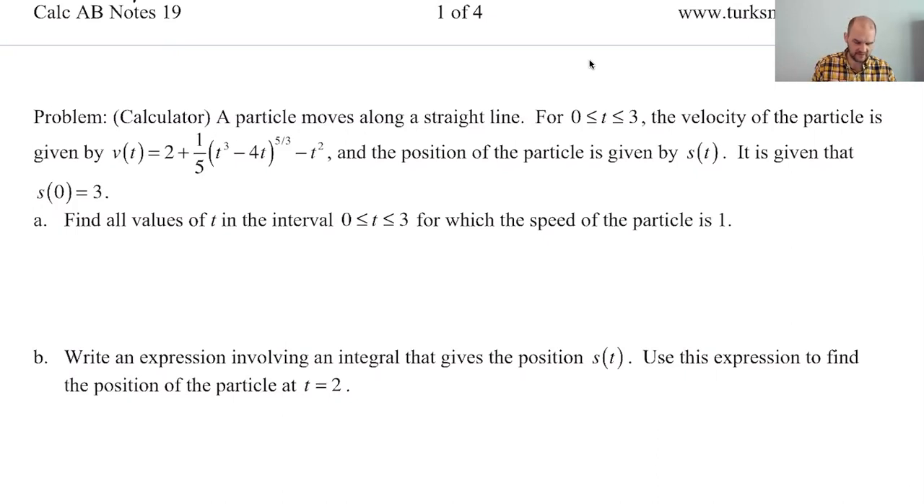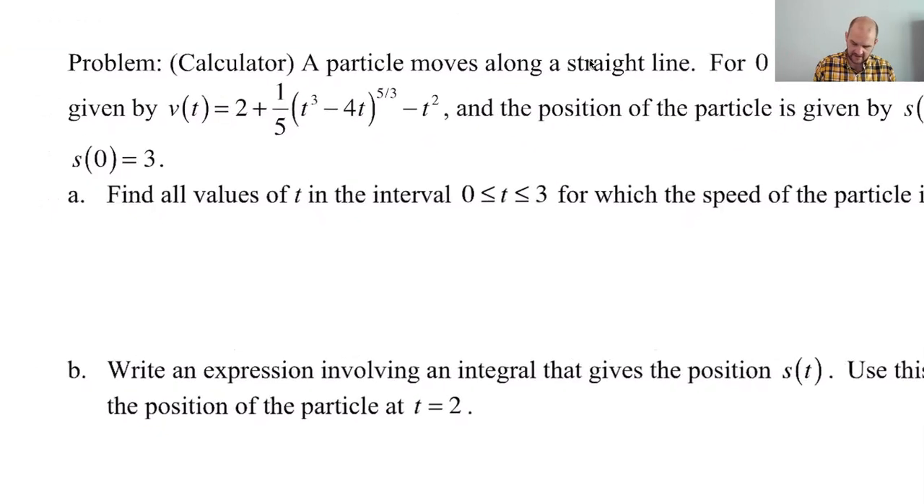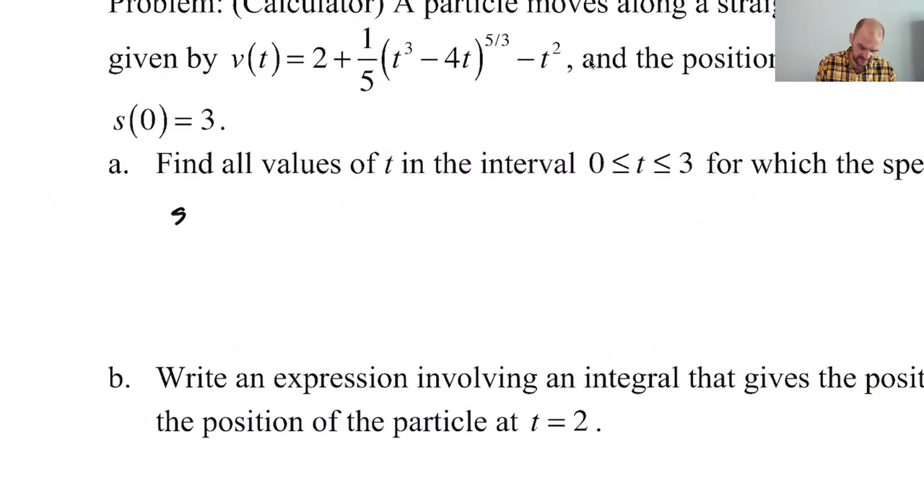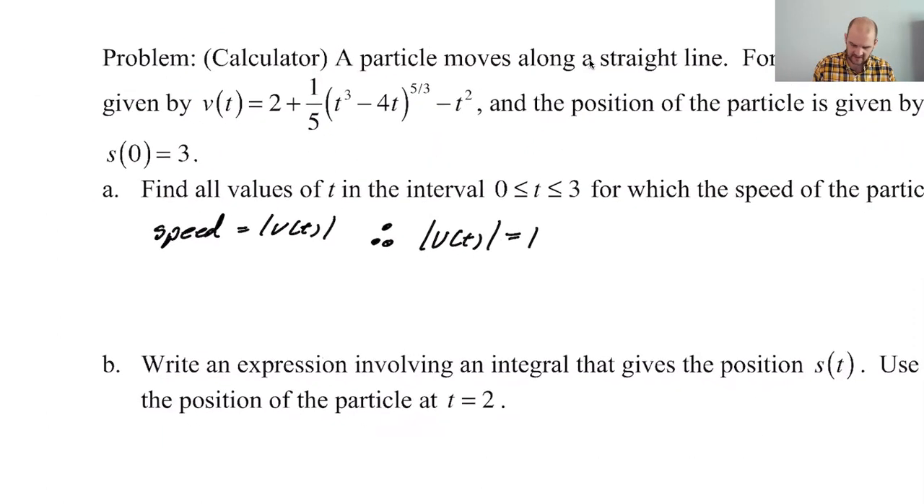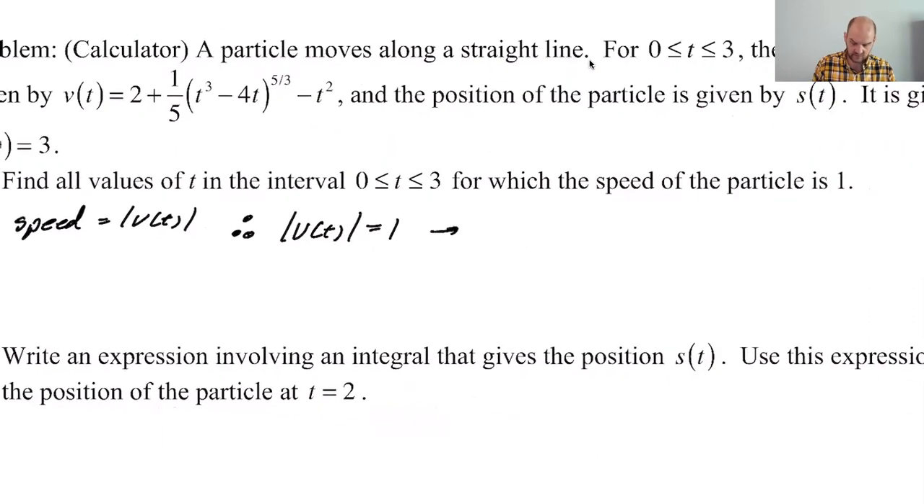All right, so find all values of t between 0 and 3 for which the speed of the particle is 1. All right, so before we go to the calculator, speed is the absolute value of velocity. So we need the absolute value of v of t to equal 1. There's actually 2 ways that we can deal with this on the calculator. So we're just going to get values. One way is to graph. Well, you can try solve.